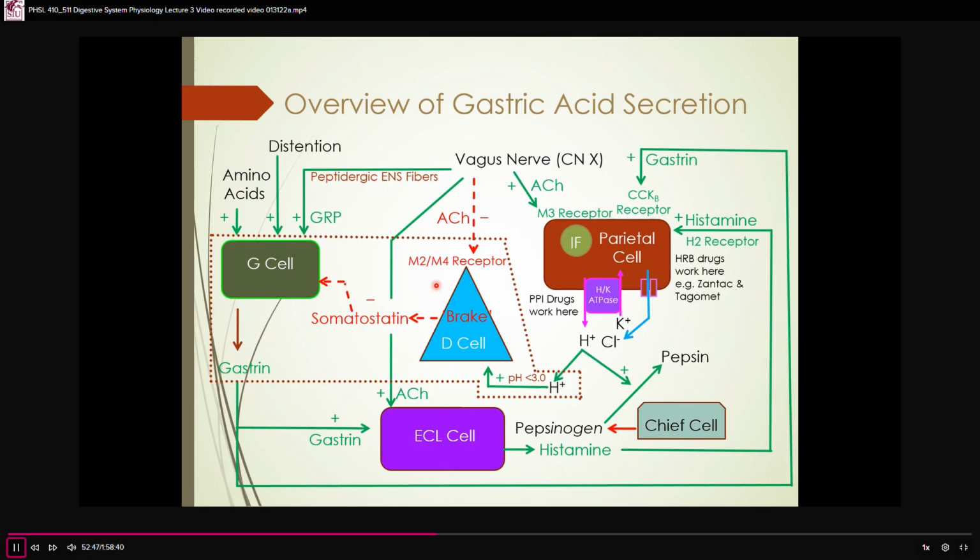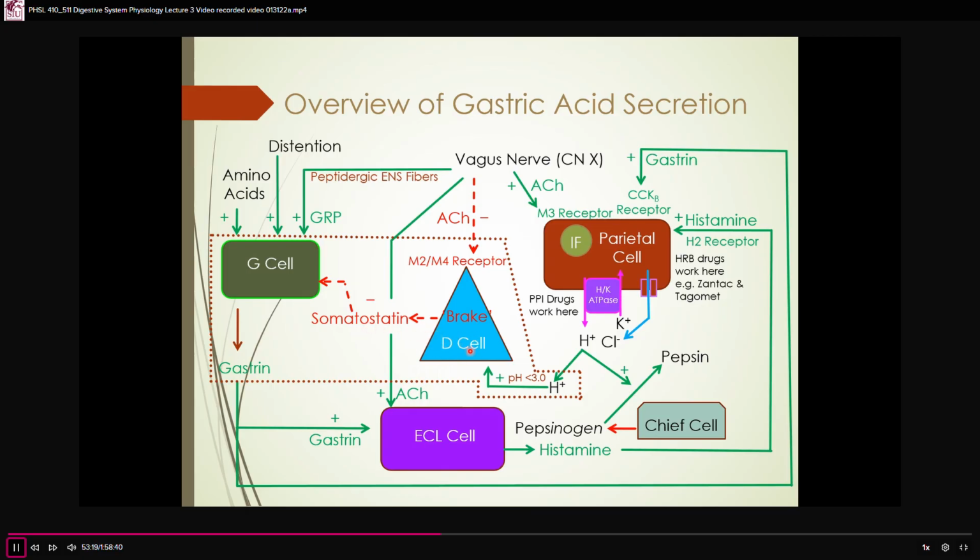So very conveniently, these brake cells, these D cells, actually express a different type of receptor. And because they express different types of receptors, not the M3 receptors that are characteristic on most other cells, these receptors allow them to turn on different intracellular signaling pathways, and this actually has the effect of turning off their somatostatin secretion, right? But this brake can be turned on.